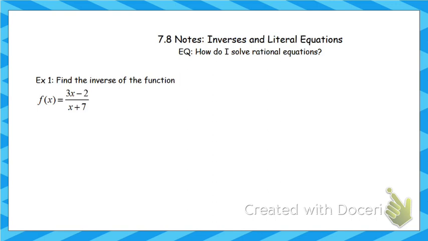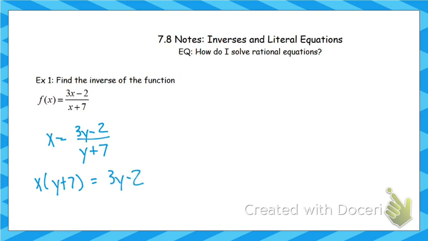So remember, as we've done multiple times this year, the way we find an inverse is we switch x and y. So now there's a couple different ways we can go about solving this. I am going to either cross multiply or multiply both sides by y plus 7, however you want to look at that. So I'll have x times y plus 7 is equal to 3y minus 2.